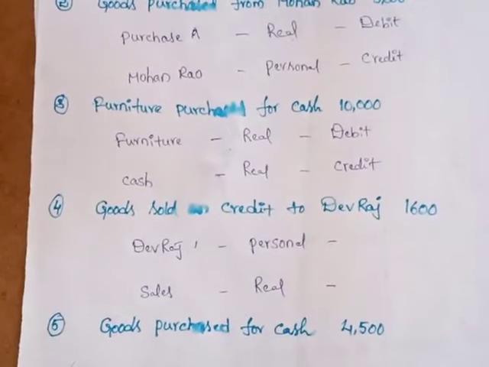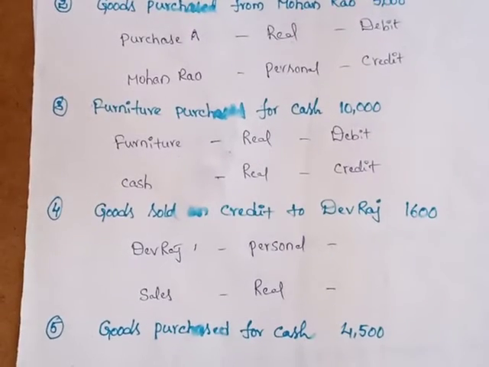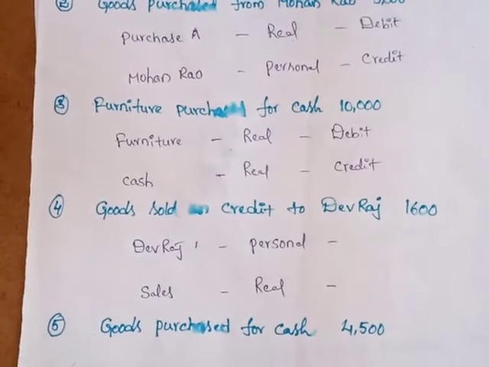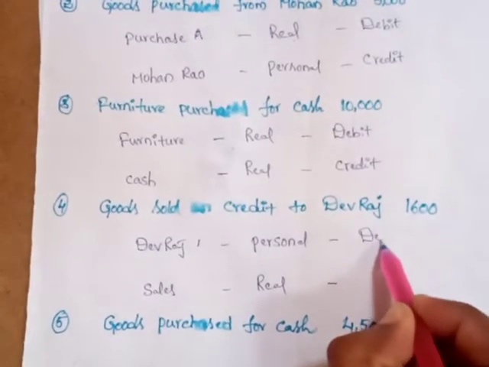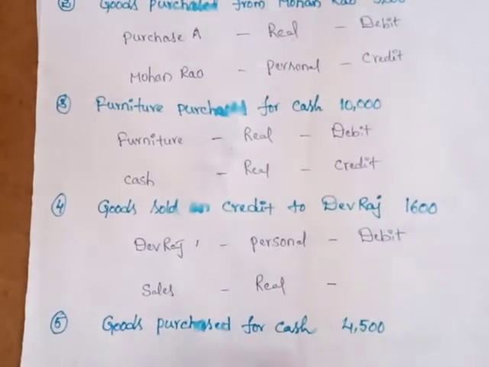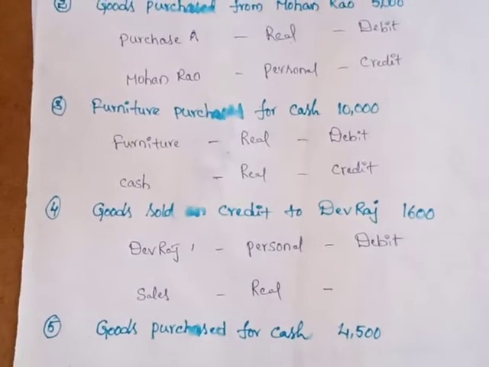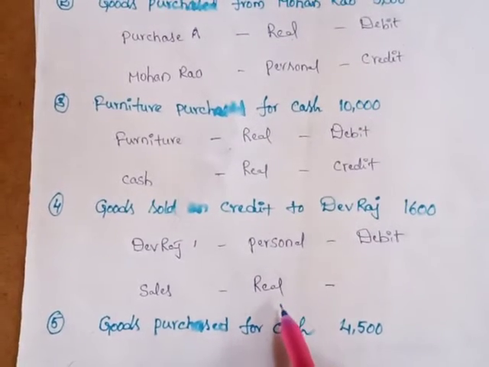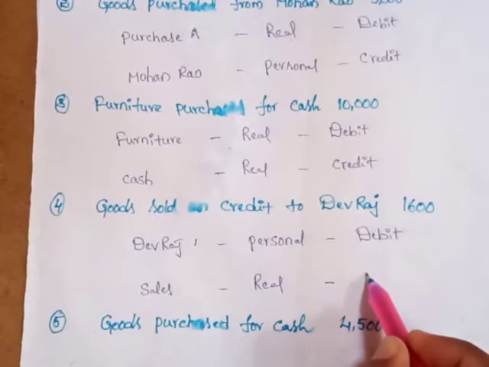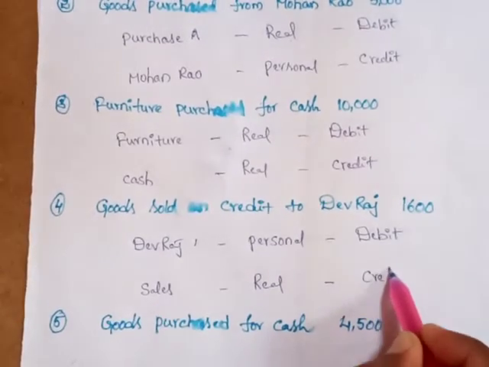Here Devaraj is a receiver. According to personal account, the receiver is debit. And when we sold goods, goods will go out. According to real account, what goes out will be credit.